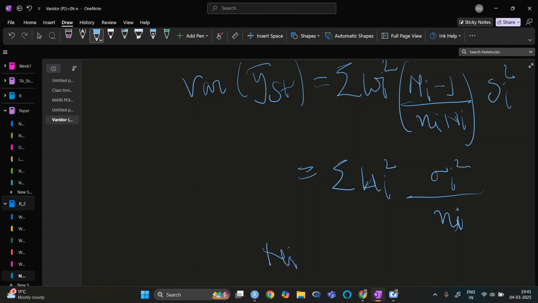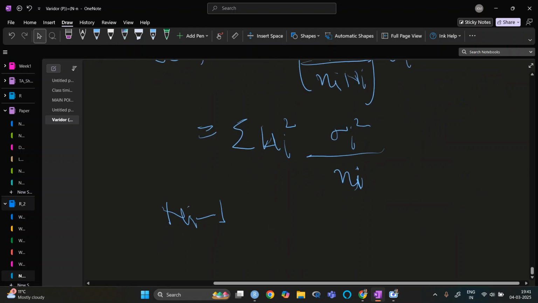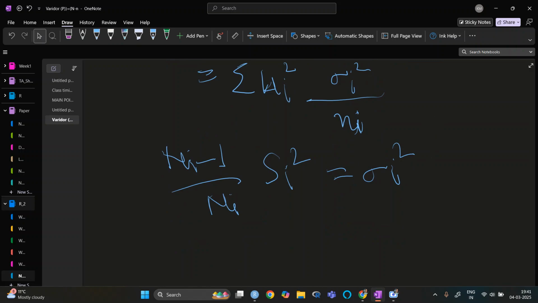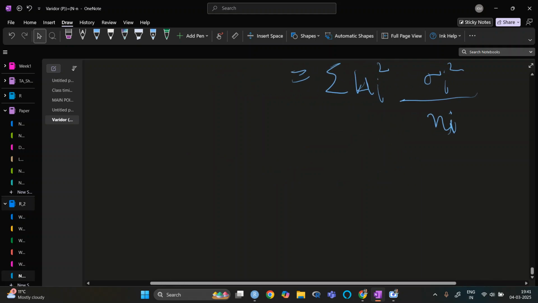So basically (ni minus 1) upon ni Si square is equal to sigma i square, because in the terms of sigma i square we take in terms of 1 upon ni summation of this, and in terms of si square we take ni minus 1 in the other part. So you can directly write in place of (ni minus 1) si square is equal to sigma i square.